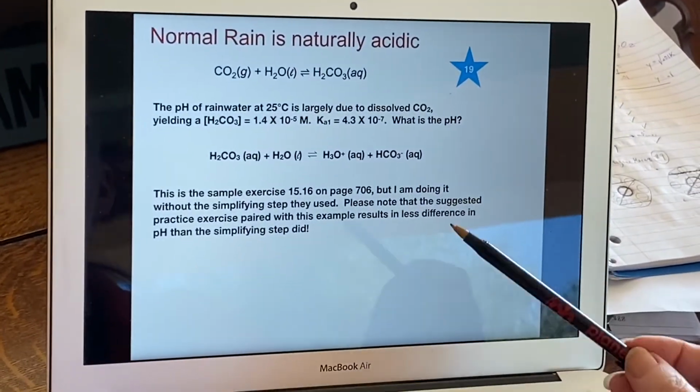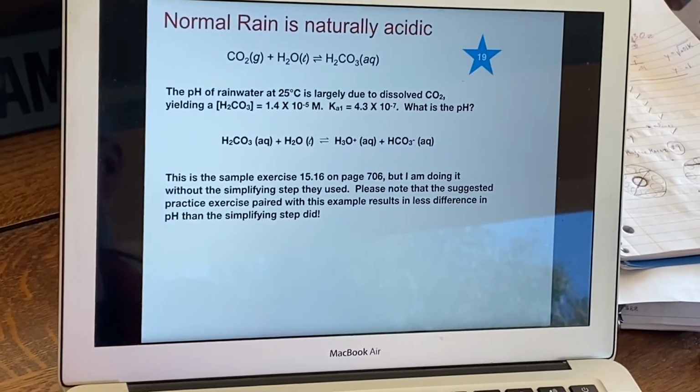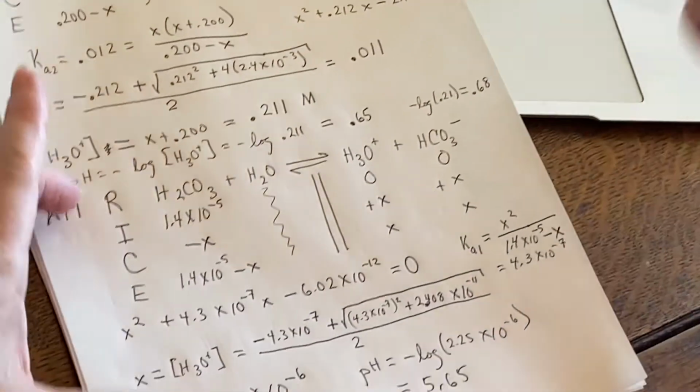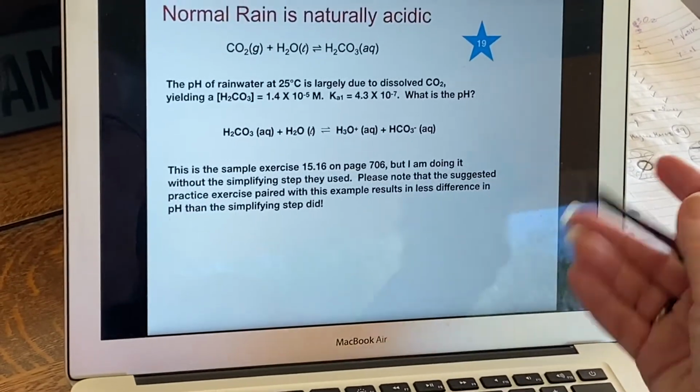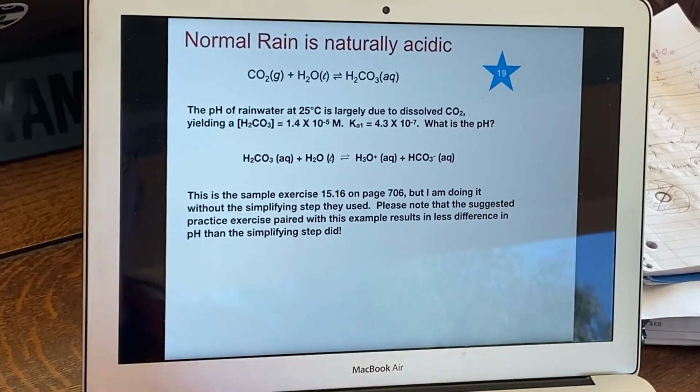And if you just go and check this and how it was done, and then check how they did it with the simplifying step, then you'll notice that there's enough difference that you might care. Maybe.